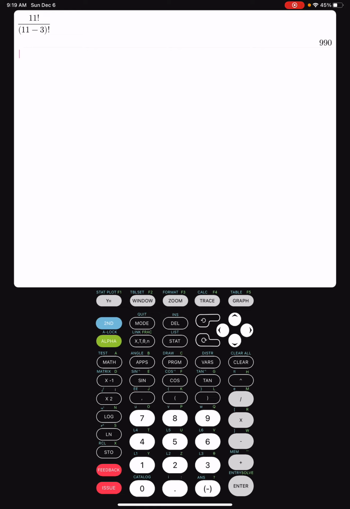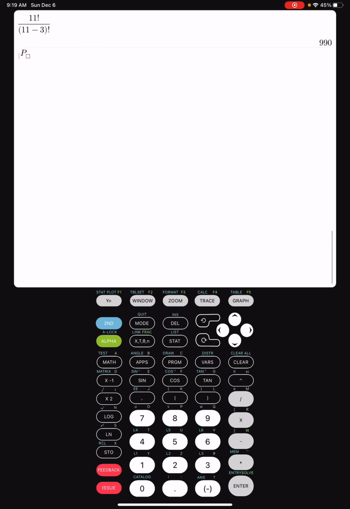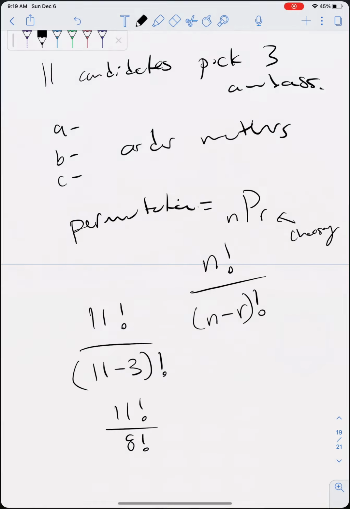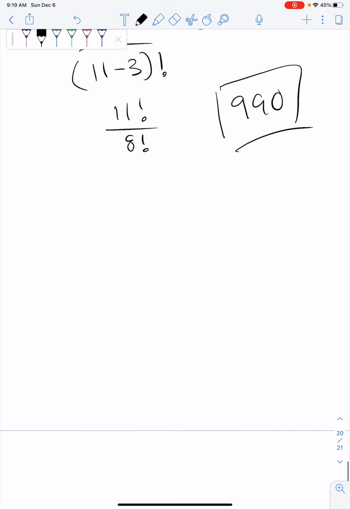Now, I could also use, let's see, where's my probability on this one? Math, if I go over to PRB, oh, right there, nPr. I can choose nPr, and I can put in 11 and 3 like this, and it'll do the math for me. I don't care which way you do it. I just care that you know how to do it, okay? So there are 990 different diplomatic teams that this president could put together.